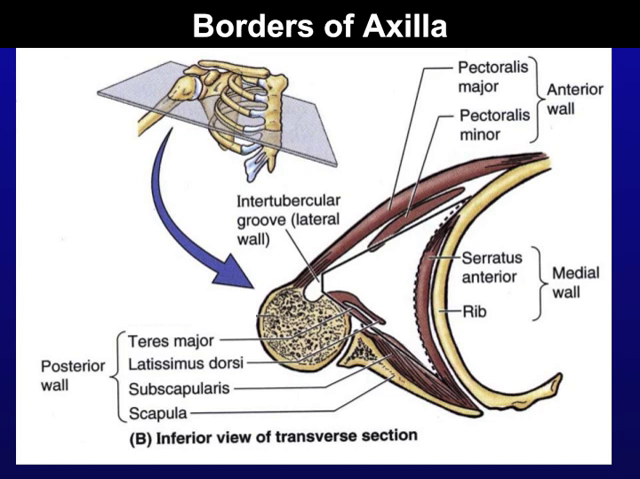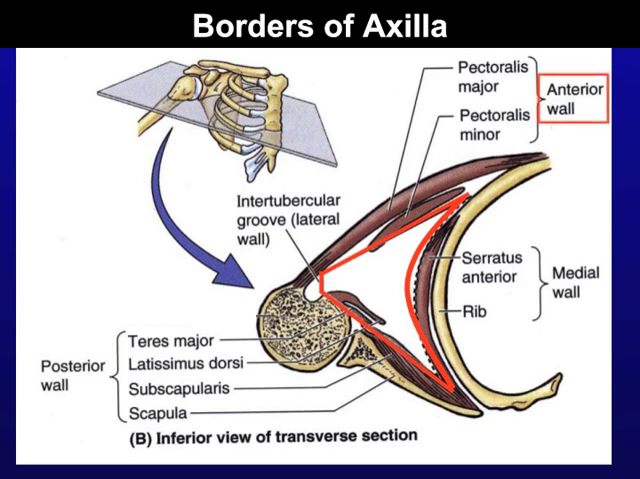One good way to understand the boundaries of the axilla is to look at it in an axial or horizontal section, as shown in the image. Now outlined in red is the pyramidal-shaped region of the axilla. And now it is clear that this region is characterized by certain boundaries.